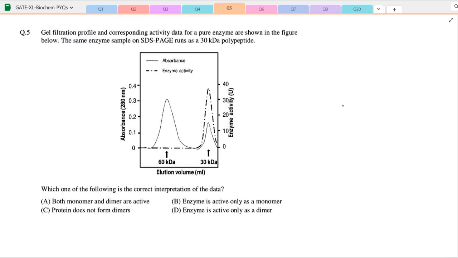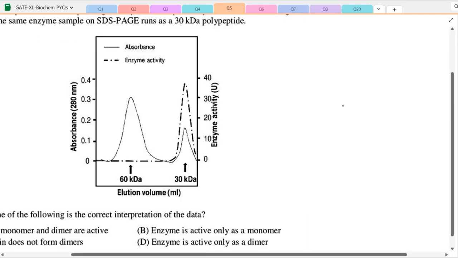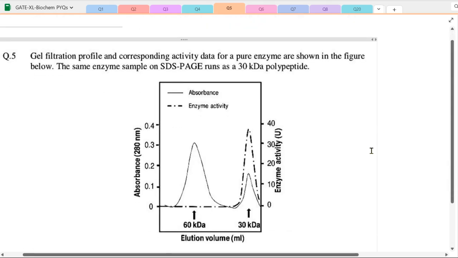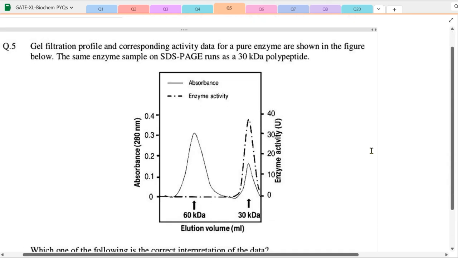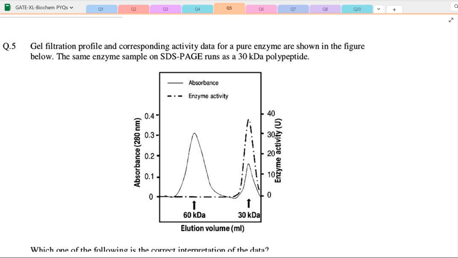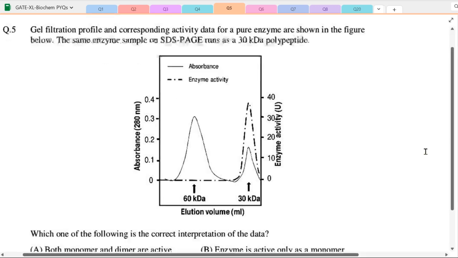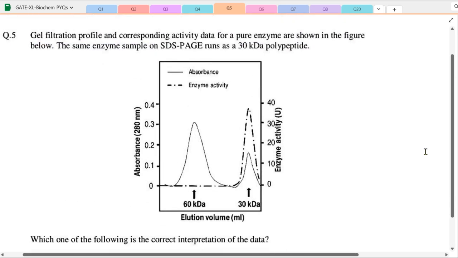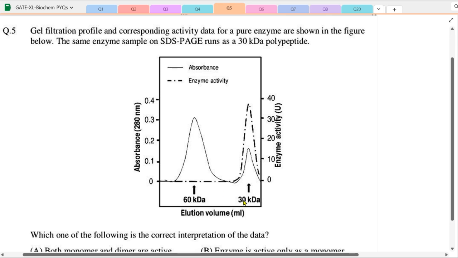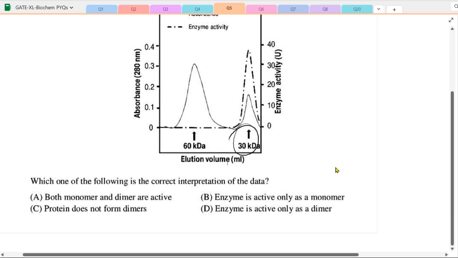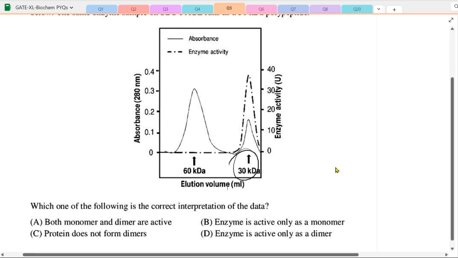So here, the gel filtration profile and the corresponding activity, let me just zoom in here. The gel filtration profile and the corresponding activity data for a pure enzyme are shown in the figure below. The same enzyme sample on SDS-PAGE runs as a 30 kilodalton polypeptide. So now they have given this figure here, and here the first purification is done, and then in SDS-PAGE it runs as a 30 kilodalton polypeptide. Which one of the following is the correct interpretation of the data?